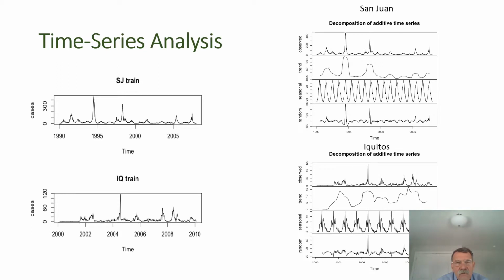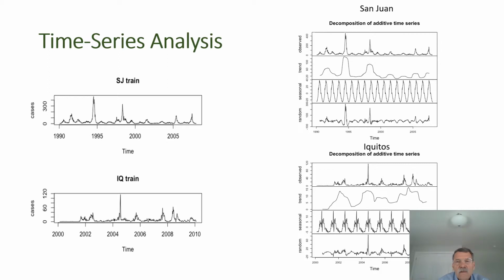The time series analysis is kind of interesting, and you have to be careful here looking at the SJ San Juan data and the IQ Iquitos data, because the dates are different. So even though the graphs are under one another, the time frame is different. So the SJ data starts at 1990, the IQ data starts in 2000.